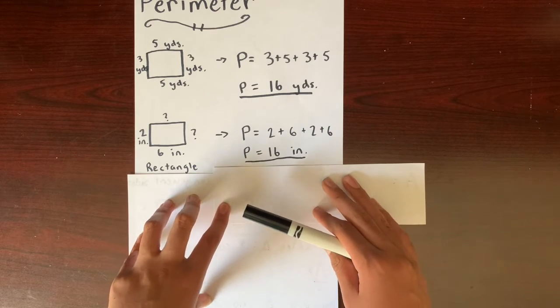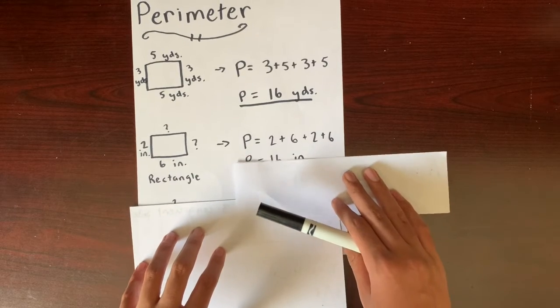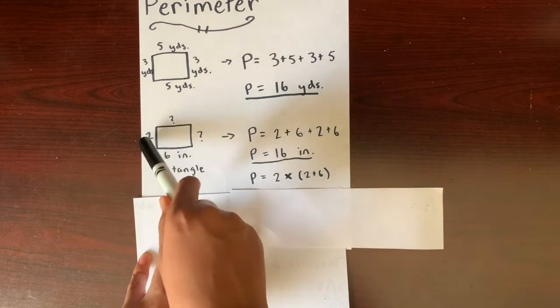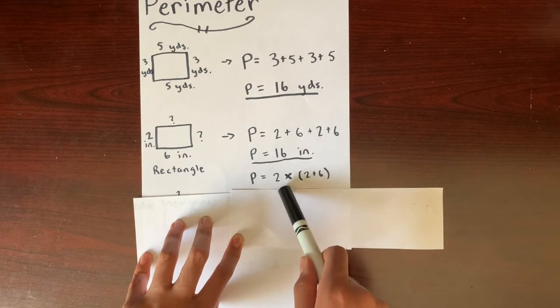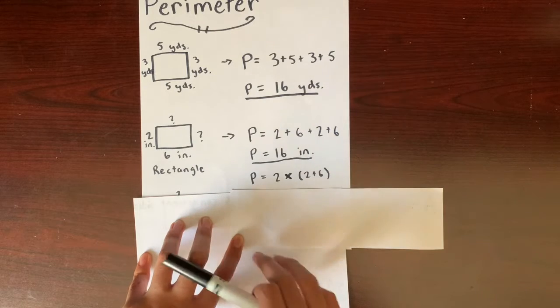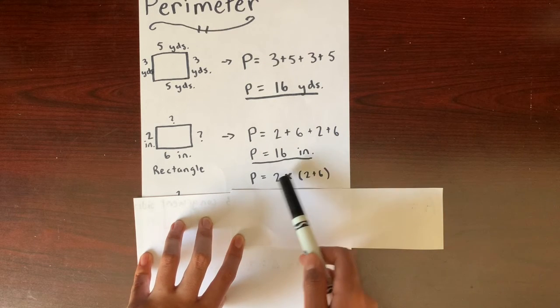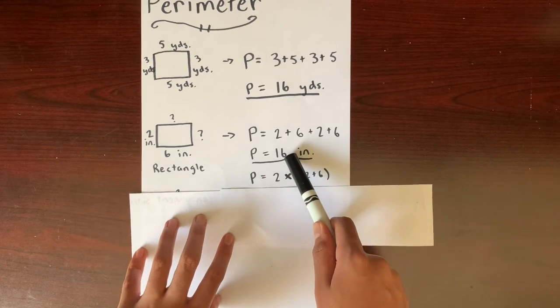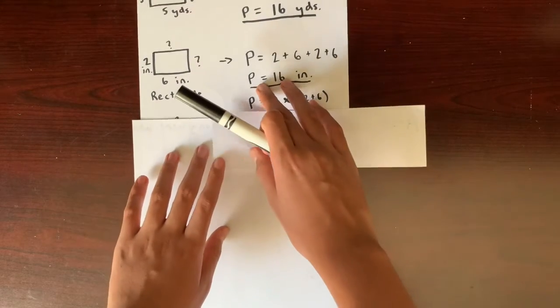And again, we can't forget the units. You can also think of it like adding up two sides that are next to each other and then multiplying it by 2, because we're just adding them together twice. So in this case, we could do 2 times 2 plus 6, or 2 times 8, which is also 16. So both ways work. Now, let's look at another example.